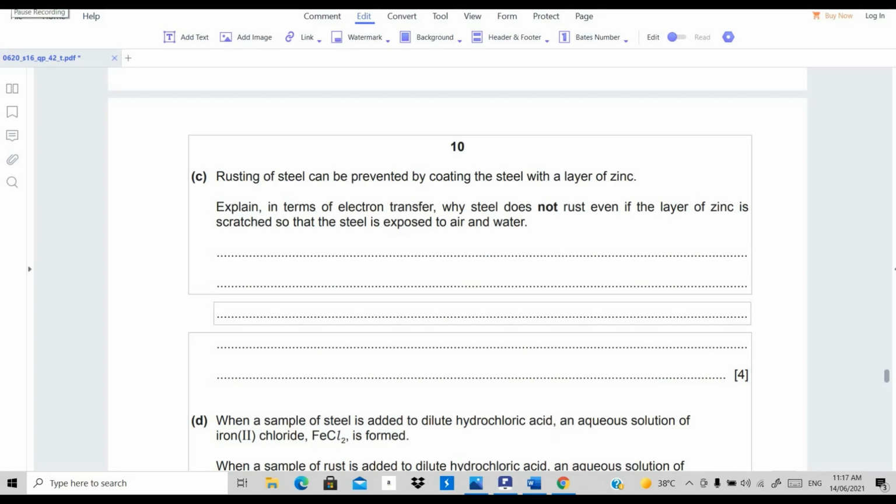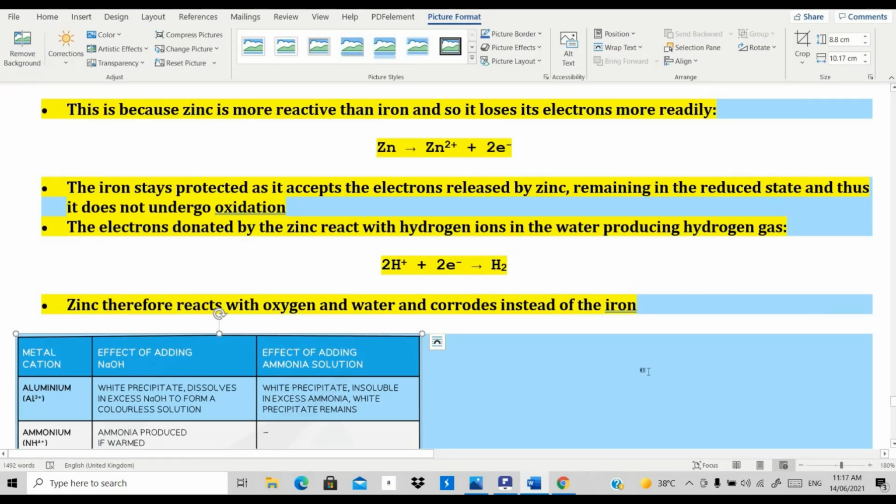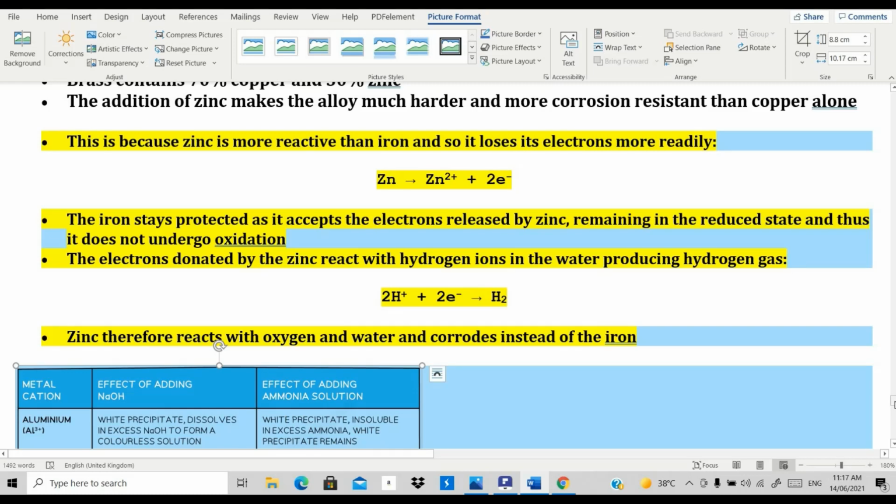Part C: rusting of steel can be prevented by coating steel with a layer of zinc. Explain in terms of electron transfer why steel does not rust even if the layer of zinc is scratched and the steel is exposed to air and water. So it's a 4 mark question. This is the complete detail given. Then I'll tell you afterwards what answer you need to write.